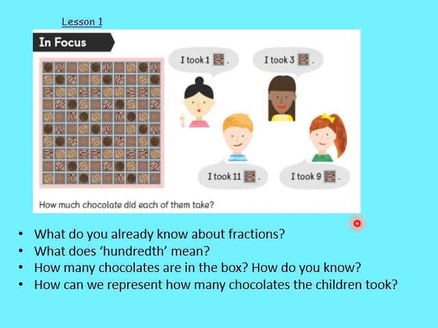What do you already know about fractions? What does hundredth mean? How many chocolates are in the box? And how do you know? Do you need to count them all? How can we represent how many chocolates the children took? So have a think, how could we represent this? Could we show it on a number line? Do you know how to write it as a fraction? Have a go and then we'll have a look at it together.